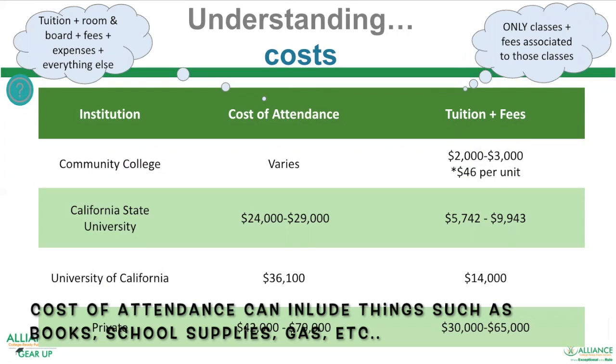So here's some notes I added here. So tuition plus room and board plus fees plus expenses and everything else, that is the cost of attendance. So the cost of attendance is all those things put together. Tuition and fees is only classes and fees associated to those classes.